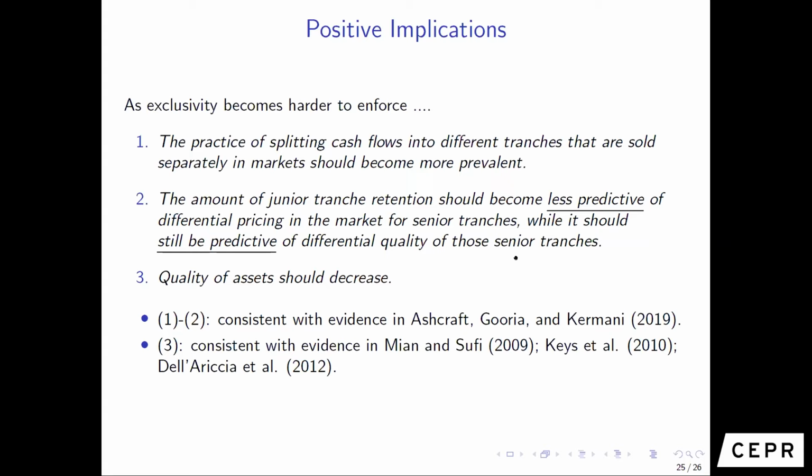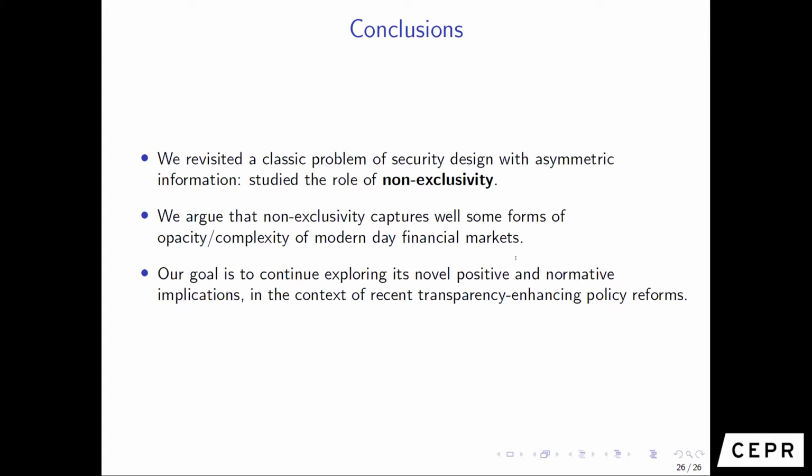Okay, so I'll conclude. In this paper, we revisit a classic problem of security design with asymmetric information, where we study the role of non-exclusivity. And what we argue is that non-exclusivity captures well some forms of opacity and complexity of modern-day financial markets. We don't believe that this paper applies to everything. We believe it applies for settings in which when someone trades with a particular buyer, that buyer has a hard time enforcing what the seller does with other buyers or other investors, okay?